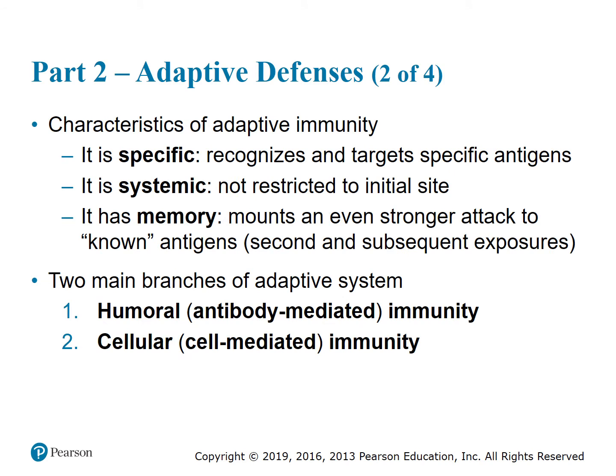Characteristics of adaptive immunity is its specificity, where it recognizes and targets specific antigens. It is systemic, and it's not restricted to the initial site that's been attacked. And it also has a memory component, which mounts an even stronger attack to known antigens upon a second and subsequent exposure. There are two main branches of the adaptive system. One is the humoral immunity, which includes the production of antibodies, and the second one is cellular or cell-mediated immunity.